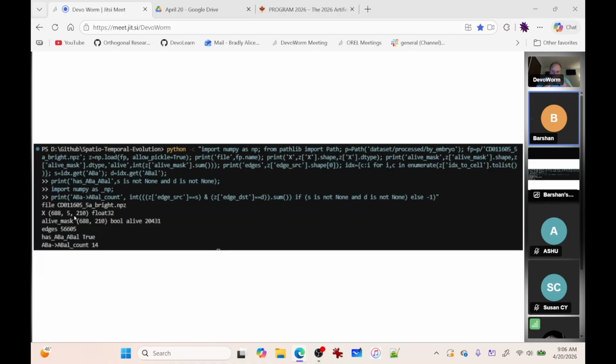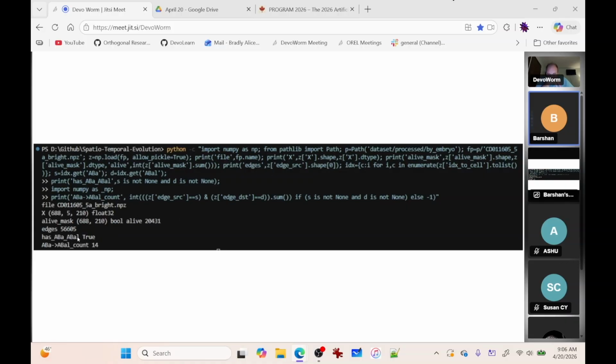5 is the number of features being taken into account. 210 is the number of time steps. Then we run a Boolean alive function, which says how many edges are alive in that NumPy array. It's around 20,430 alive edges at the end, at the 210th time step. The total number of edges is 56,605 across all time steps.